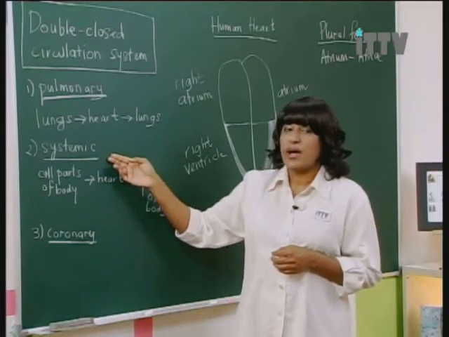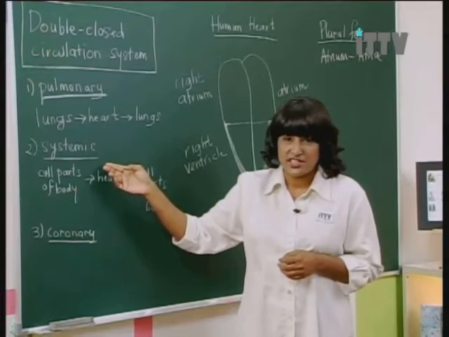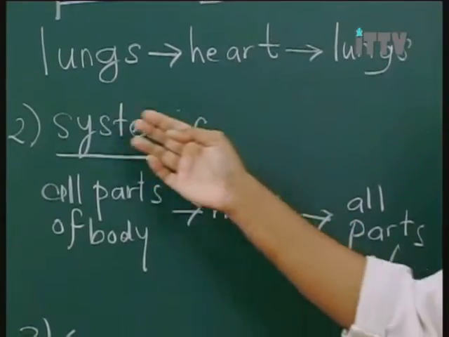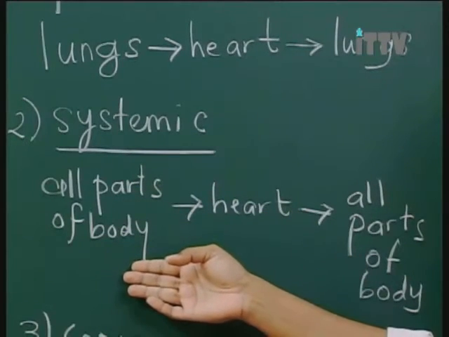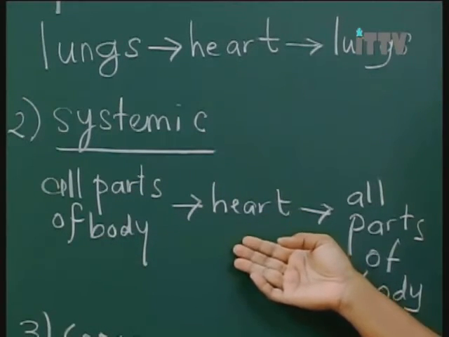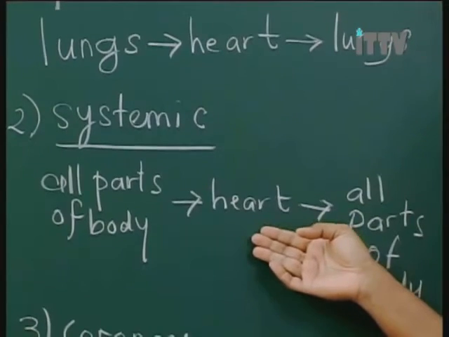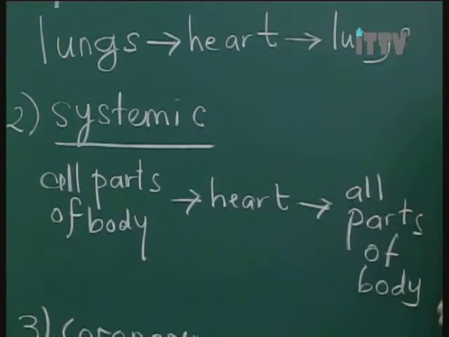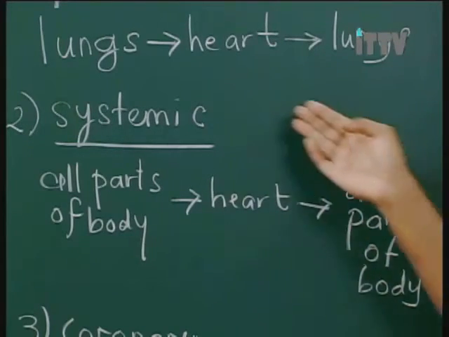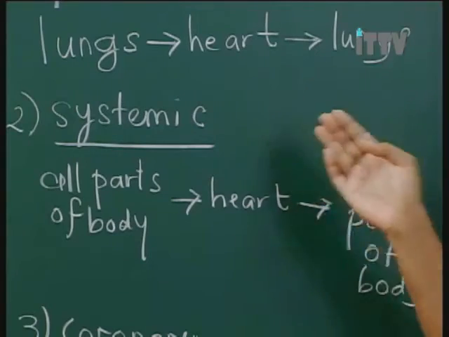And the next one is the systemic circulation system, where the deoxygenated blood from all parts of the body is pumped back into the heart, and the heart pumps it into the lungs to renew it, to get back the oxygenated blood, which is then pumped back to all parts of the body. So this is called the systemic circulation.